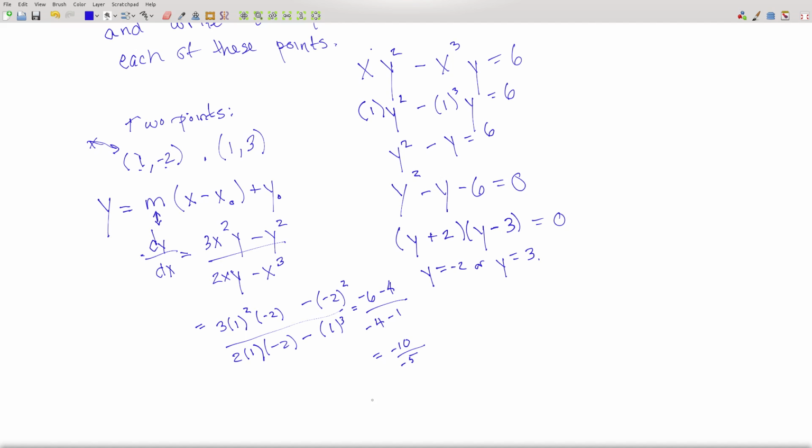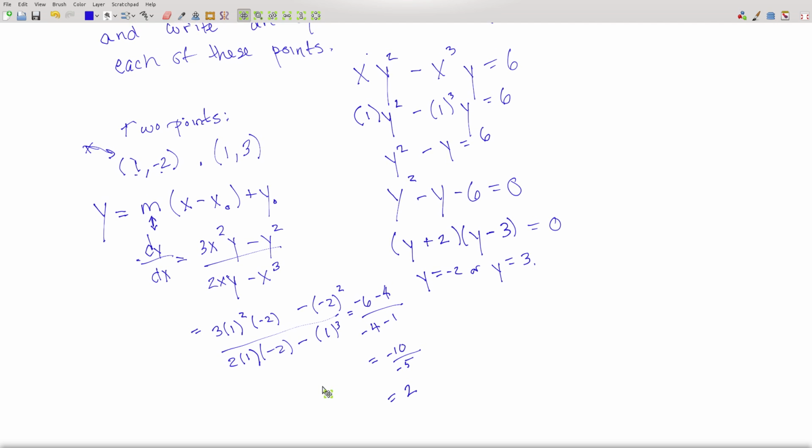So what is the slope of the line, this line of tangency? Well, the slope is negative 10 over negative 5, which is 2. So there's our value for our m. That is the slope of the tangent line at that point.